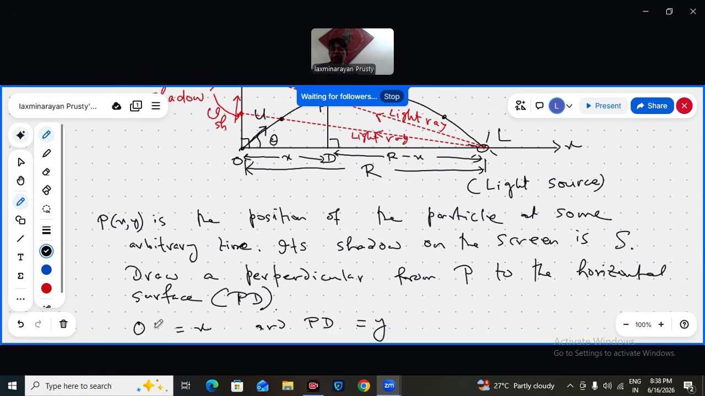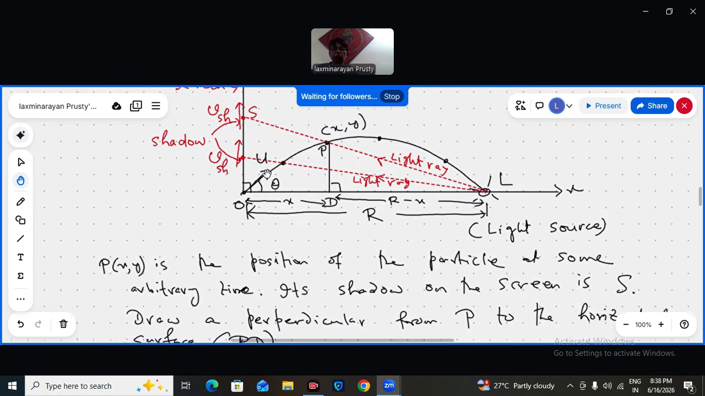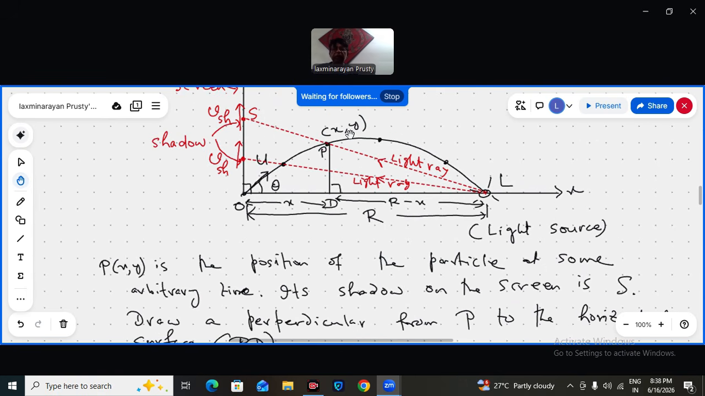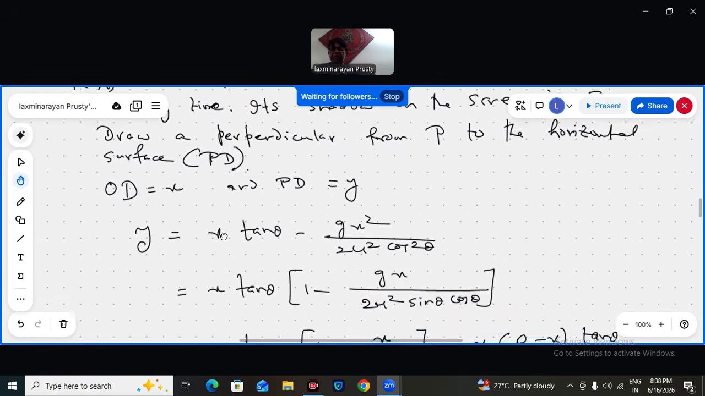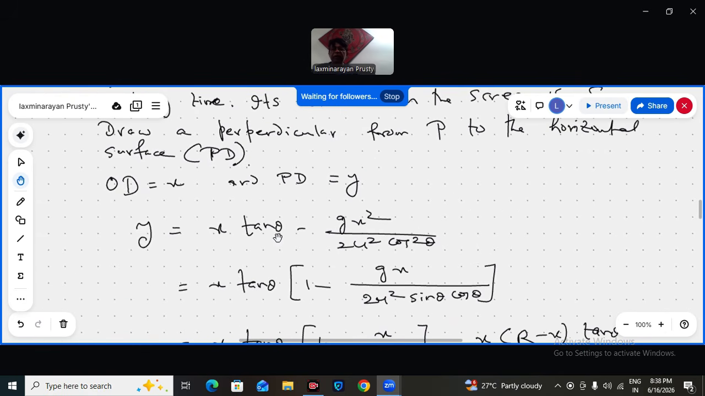OD is x and PD is y. ODX, PDY. x comma y is the position of the particle. So y is equal to x tan theta minus gx square by 2u square cos square theta.